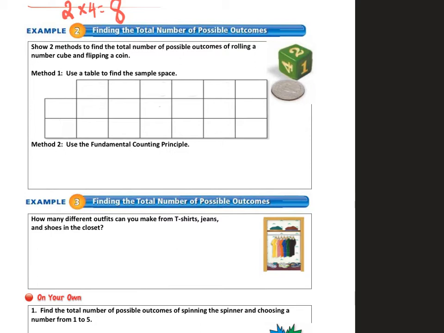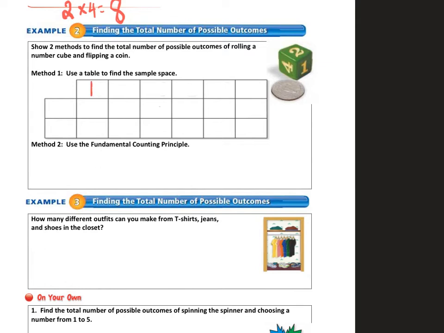Okay, show 2 methods to find the total number of possible outcomes of rolling a number cube and flipping a coin. Use a table to find the sample space. Okay, so this table is already set up for our 6 options of rolling the cube and our 2 options of flipping a coin. Okay, so when you roll this cube, you could roll a 1.